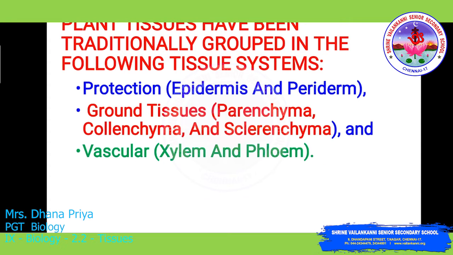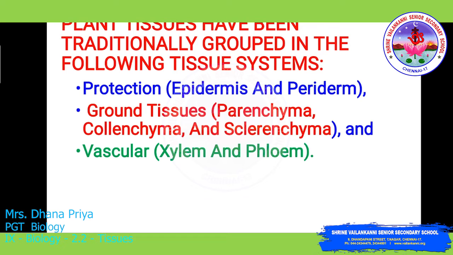Now, what is permanent tissue? Permanent tissues may be defined as a group of living or dead cells formed by meristematic tissues that have lost their ability to divide and are permanently placed at a fixed position in the plant body. So due to this reason, the plant tissues have been traditionally grouped into the following tissue systems: based on protection, based on the ground tissue, and based on the vascular. So these we're going to discuss in brief.